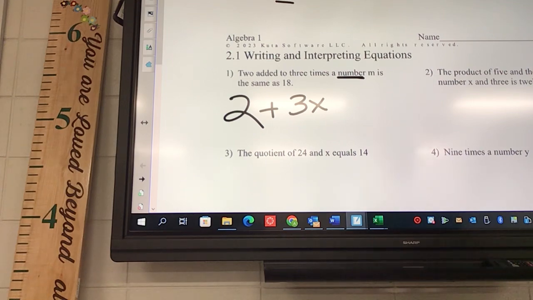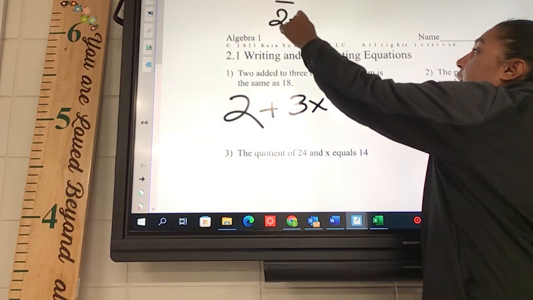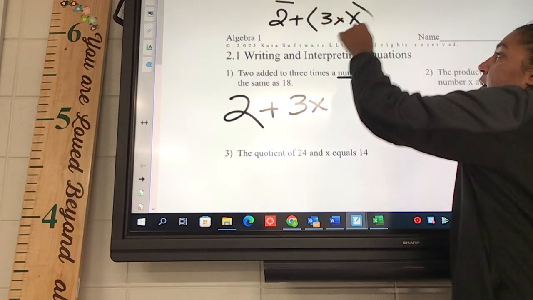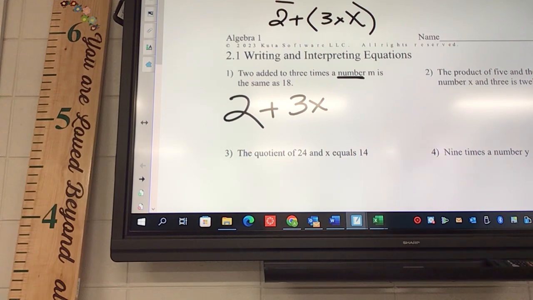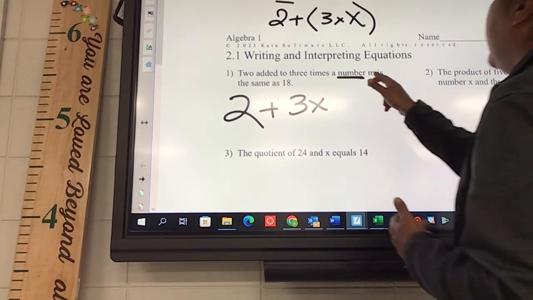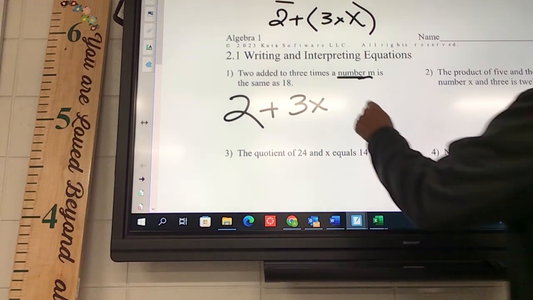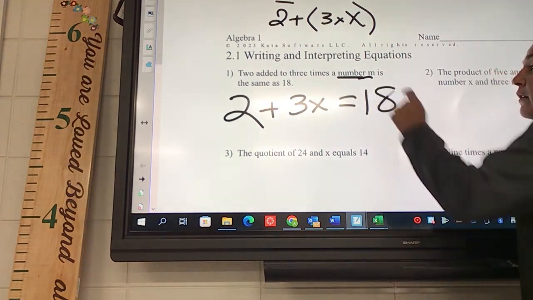The other way that you could write it, it would have to be like this. 3 times, you could say X, okay? You would have to put that in parentheses, okay? And unless you put the 3 and the X right next to each other, okay? This one says the number M, so it should be an M, but I didn't read. Okay, is, what does is mean? Is the same as? Equal to. Okay, is usually means in math equals, the same as 18.